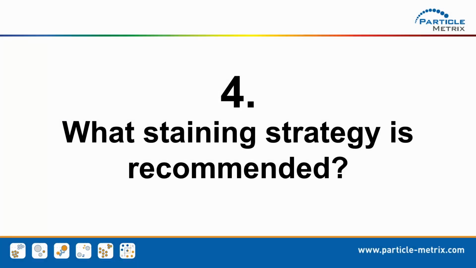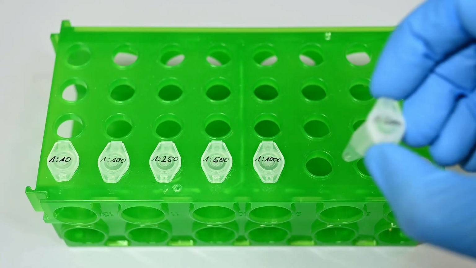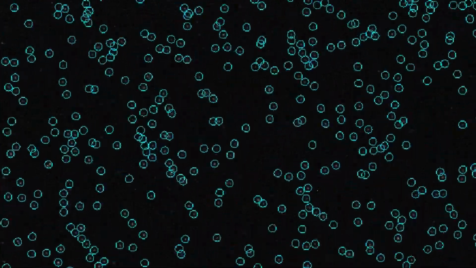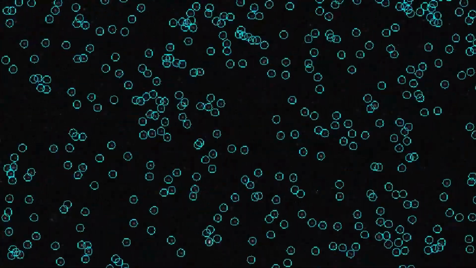What staining strategy is recommended? In our experience, it is advisable to establish the appropriate single stainings first. All you need to do is a little experiment in which you test the right dilution for each dye or antibody to set the signal-to-noise ratio optimally. And by observing the live view, the ZetaView instrument can help you distinguish labeled EVs from the background.